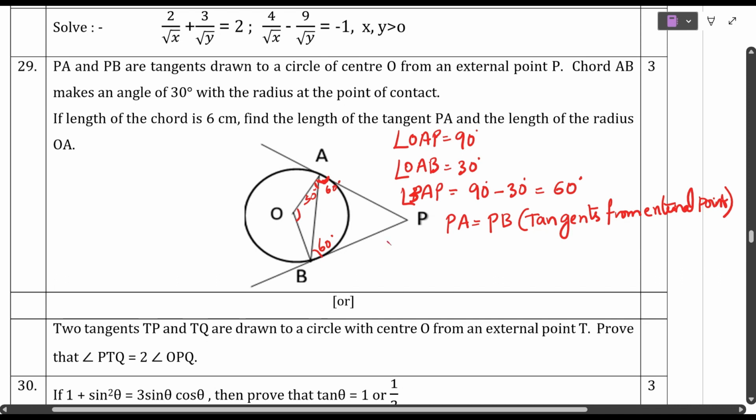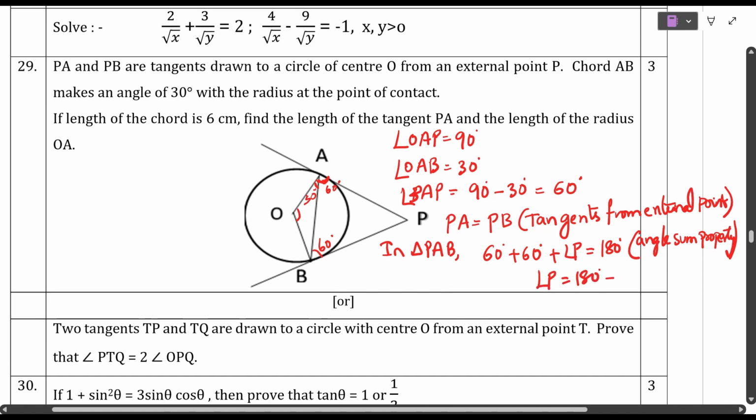In triangle PAB, already two angles we know. So according to angle sum property, 60 degrees plus 60 degrees plus angle P is equal to 180 degrees. This is about angle sum property. Understand, students? Okay. So now find the value of angle P. How much? 180 degrees minus 120 degrees. So the value of angle P is how much, students? 60 degrees. Okay. So this became now an equilateral triangle.